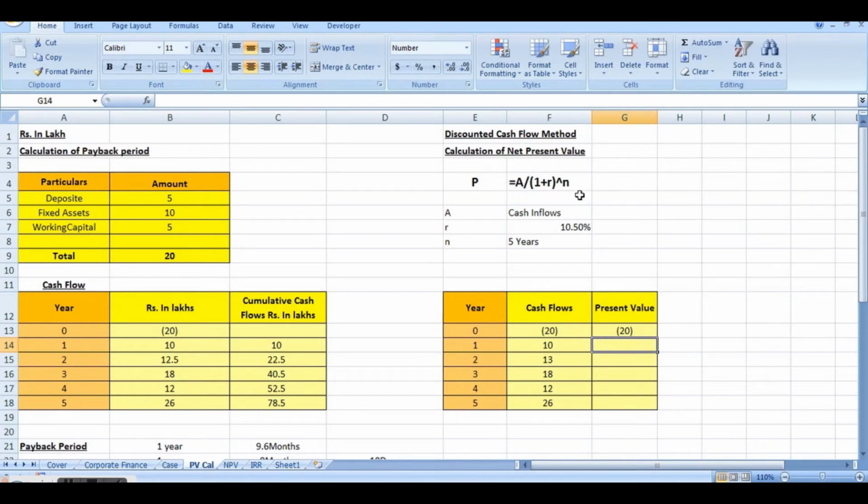Means this is where this formula comes into use or comes into picture. So PV is equal to A. What is A here? A is 10 lakh divided by, into bracket, 1 plus R. How much is R? R is 10.5. Bracket complete. Now N. N here we will not take 5 years. Why? Because here we are calculating specifically the present value of money received at the end of year 1. So N here is not 5 but 1.